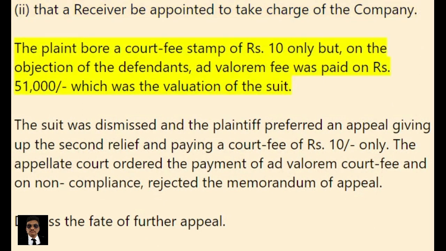The plaint bore a court fee stamp of 10 rupees only, but, on the objection of the defendants, ad valorem fee was paid on 51,000 rupees, which was the valuation of the suit. The suit was dismissed and the plaintiff preferred an appeal, giving up the second relief and paying a court fee of 10 rupees only. The appellate court ordered the payment of ad valorem court fee and on non-compliance rejected the memorandum of appeal. Discuss the fate of further appeal.